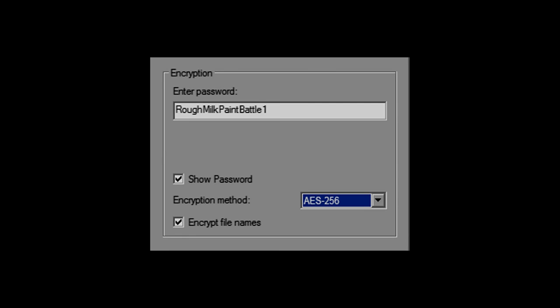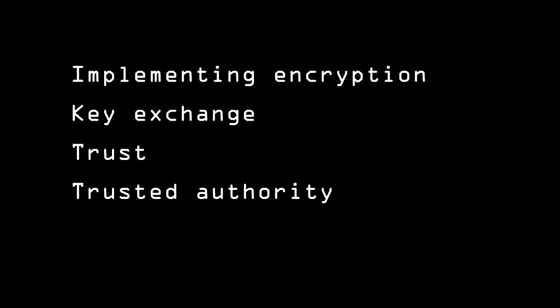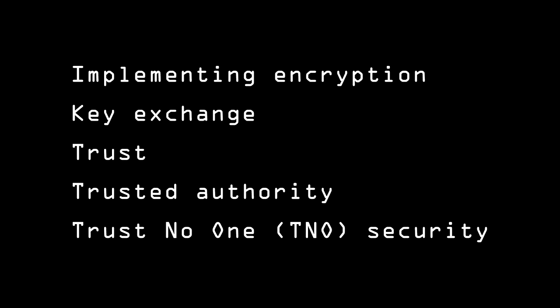So in this video, we've covered ways of implementing the encryption methods we talked about in earlier videos. We talked about a key exchange between individuals who trust each other. We talked about verifying a key with a trusted authority. And we talked about Trust No One security, where only one person has and needs the encryption key. In the next video, we'll complete part 1 by looking at issues that arise with those all-important random numbers.